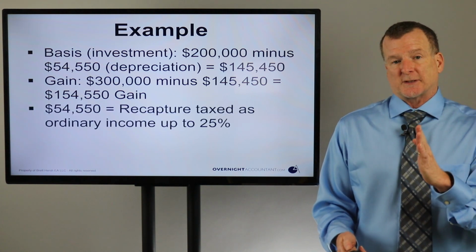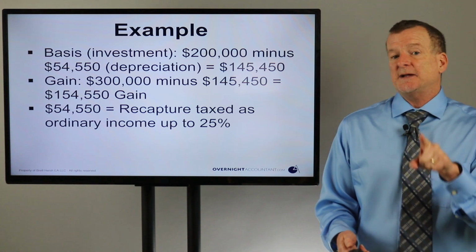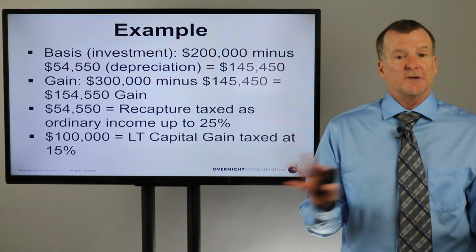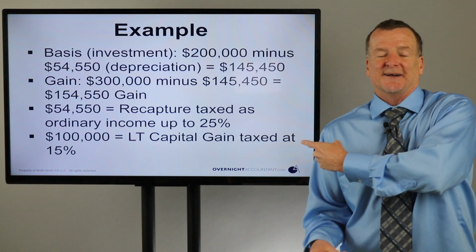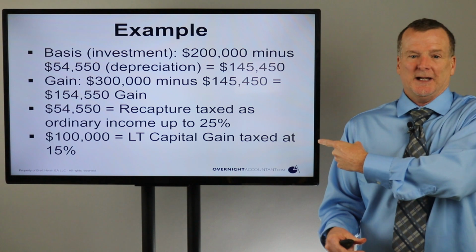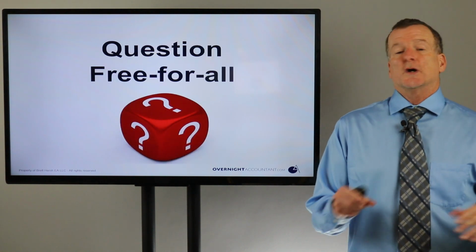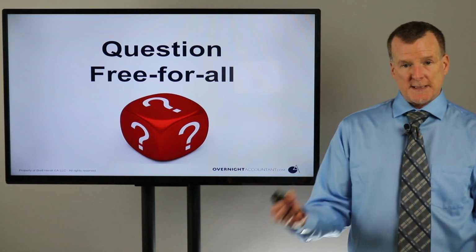This is where recapture comes in. That depreciation I claimed, that's taxed at a higher rate, up to 25%. The remaining $100,000, which is kind of cool, that worked out to be $100,000, that was completely accidental, just by the way, that's taxed as a capital gain at 15%. Okay, there you go. That was real quick, real sweet.